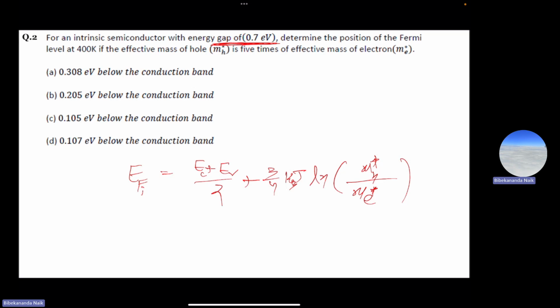So you see, if T is 0 Kelvin, then the Fermi level will lie between valence band and conduction band, that is (EC plus EV) by 2. But here the temperature is non-zero, and the effective mass of hole is 5 times larger than the effective mass of electron. So I'll give you a few minutes to try this question, and then I will discuss what will be the correct answer.